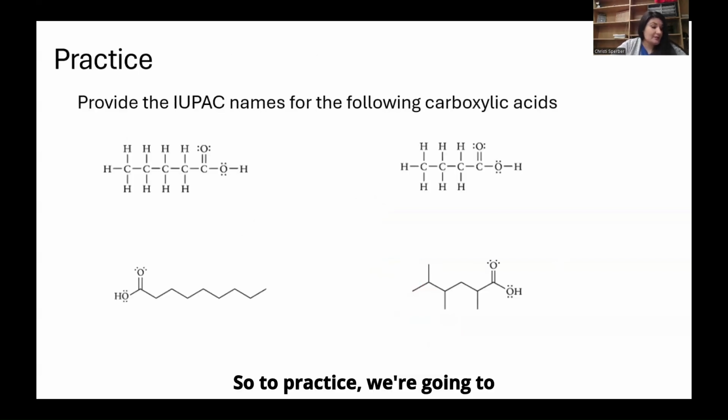So to practice, we're going to determine the IUPAC names for the following carboxylic acids. So go ahead and pause the video and work on these, and then when you're ready, unpause and we'll do them together.